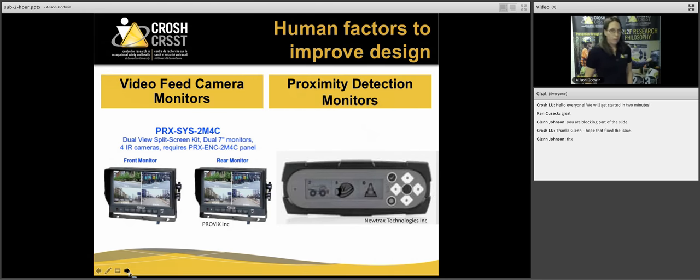Okay, so I actually don't remember why this is in here, but regardless of whether we've got a simple video feed camera or a proximity detection monitor and an information display in addition to that, the interface is critical to ensure that the warning is identified, it's understood, and that appropriate action can be taken in time to avoid the collision. And so those are some of the things that we need to think about as we move towards integration of this technology.